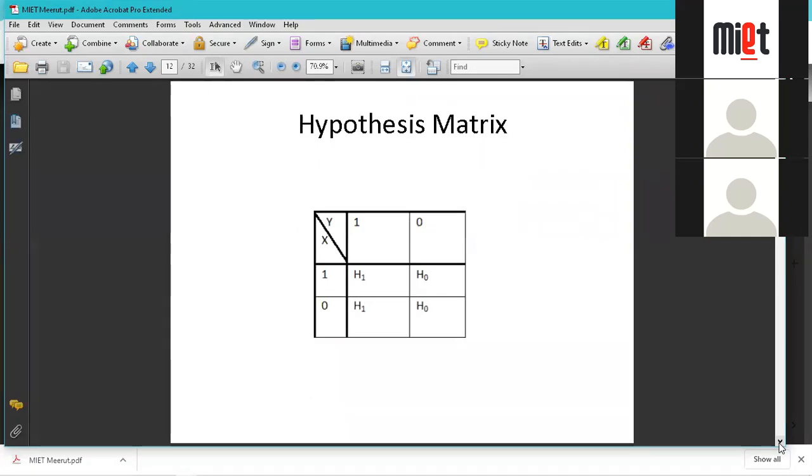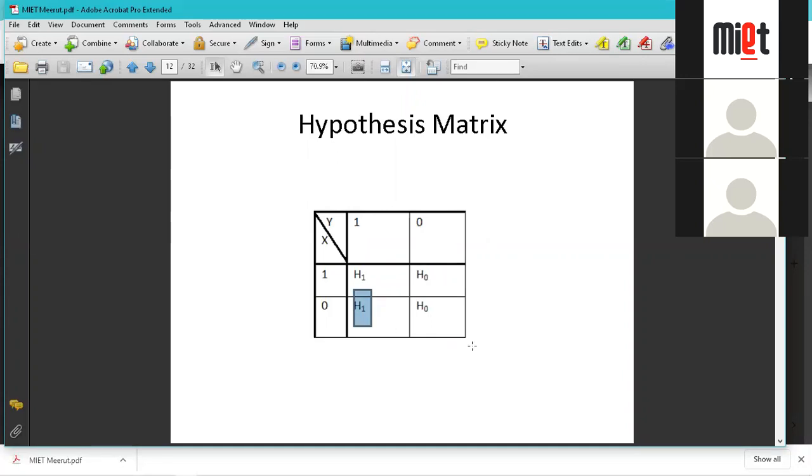So this is how I represent the hypothesis matrix. When you consider that if the transmitted and received signals are not the same, then only it will cost you. If both are different, in that case, it will cost you.